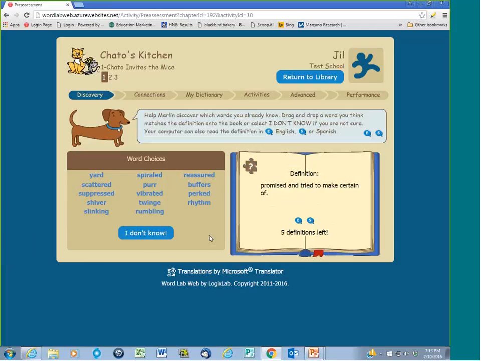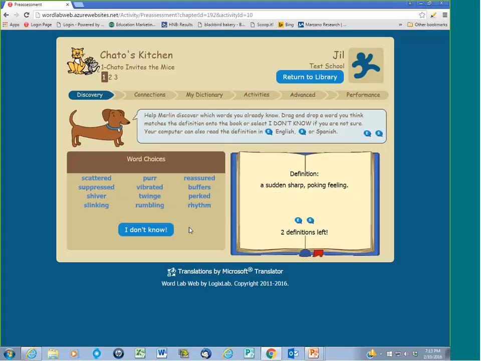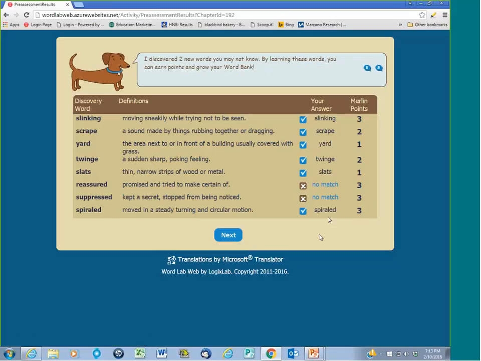And I'm going to say this is slats. I'm going to say I don't know this word, and I don't know this word. I'm going to say, I think this one is yard, and I'm going to say this one is spiral, and a sudden sharp poking feeling, that's a twinge. Twinge can have other meanings as well, but that was the meaning used in Chatto's Kitchen. Now, there are my results. I only missed 2 words. Now, don't worry. If there are a lot of words you didn't know, and you missed all of these, you only have to pick 4 of the ones you want to learn. Of course, picking ones that are worth a lot of points is always a good idea.